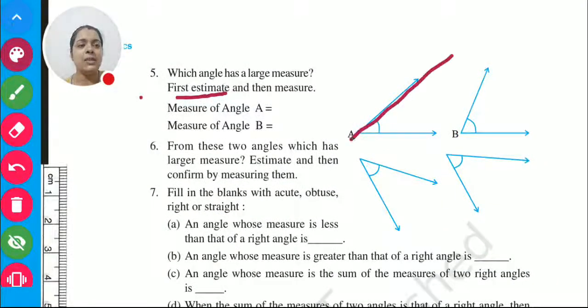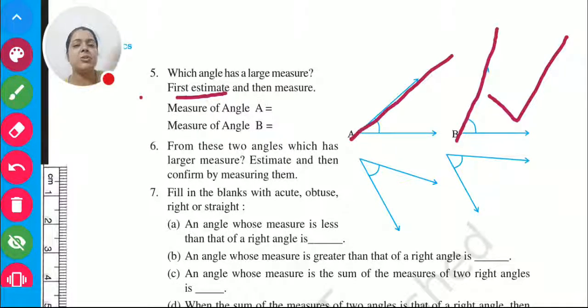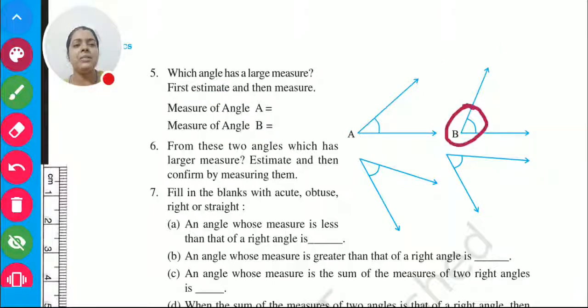So you can see here, it sounds coming this side and this is coming that side. So undoubtedly this one is the greater one. Okay, this is the greater one. Means this is the larger measure. Which angle is having the larger measure? So we find angle B is having the larger measure as compared to angle A.